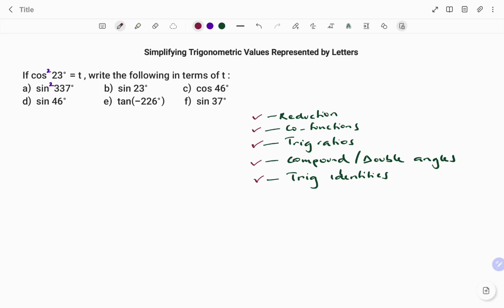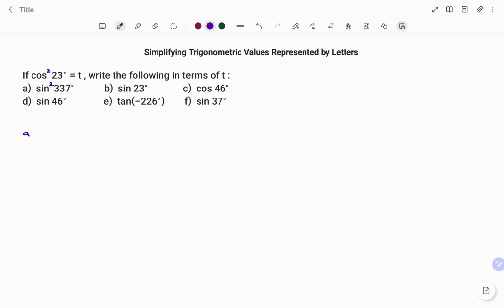In the example given, we have: if cos squared 23 degrees is equal to t, write the following in terms of t. A: sine squared 337 degrees, B: sine 23 degrees, C: cos 46 degrees, D: sine 46 degrees, E: tan of minus 226 degrees, and F: sine 37 degrees.